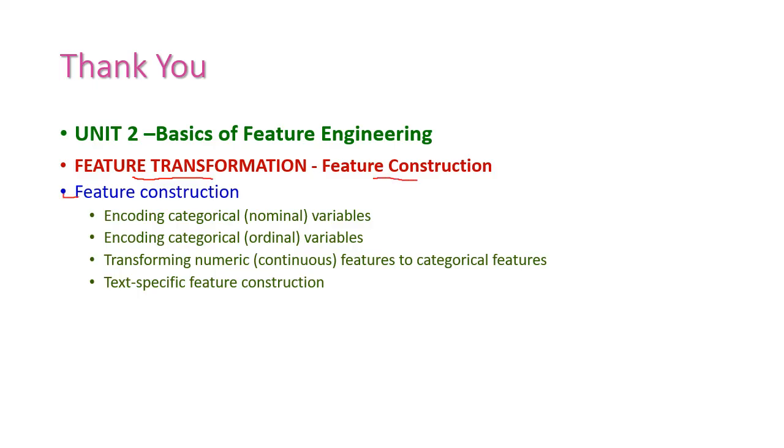So far we have seen feature transformation and feature construction. In feature construction we have seen 4 different methods. First one is encoding categorical nominal variables, then encoding categorical ordinal variables, transforming numerical continuous features into categorical features, and text specific feature construction.